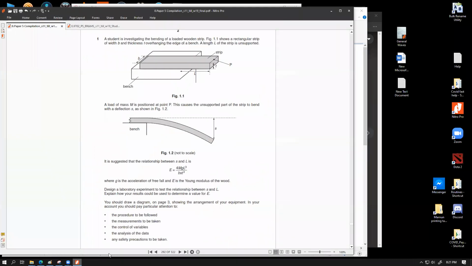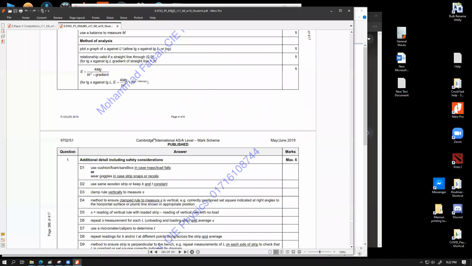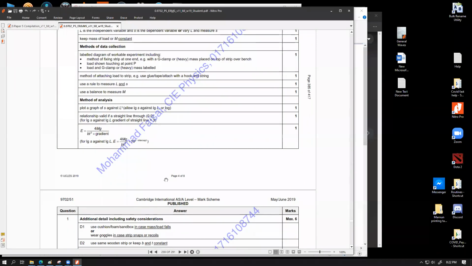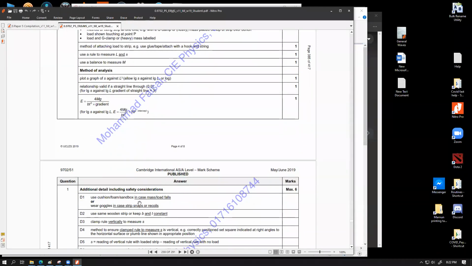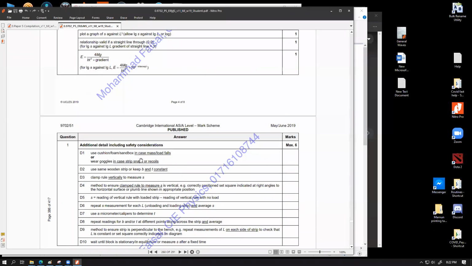Sir, for the safety precaution, is it enough to just say use sandbox, or do we need to give the reason too? No, you have to give the reason as well, because the reasons are underlined. Use sandbox to avoid sudden fall of the load, and wear goggles in case of the string. Yeah, you have to give the reason, because the reasons are given with underlines, which means they are essentially needed.